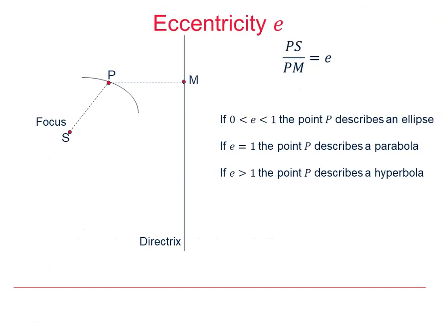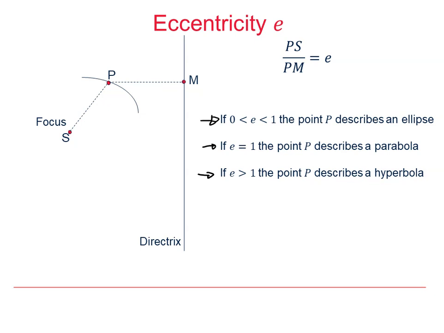We've seen already the idea of eccentricity being the focal distance PS divided by the distance from the directrix of a point P being equal to e. If e lies between 0 and 1, that produces an ellipse. If e equals 1, a parabola. Now we're going to consider the case where e is greater than 1, and this produces a hyperbola.